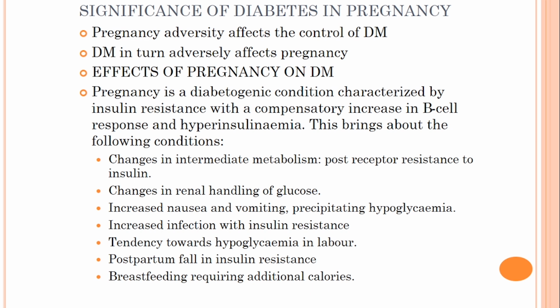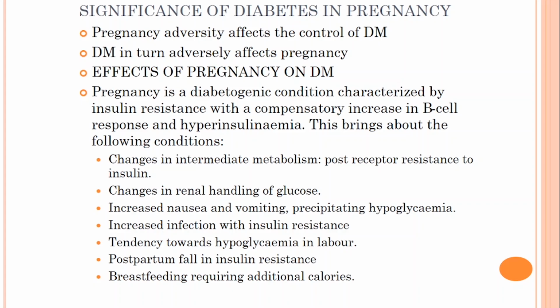So what are these diabetogenic hormones? Human placental lactogen, cortisol, even estrogen, progesterone, human chorionic gonadotropin. All of these are antagonistic hormones to insulin. They tend to prevent peripheral utilization of glucose, antagonizing the work of insulin peripherally. Number two, there are changes in renal handling of glucose.